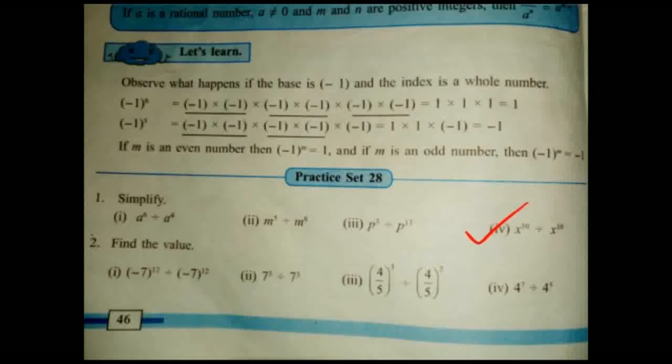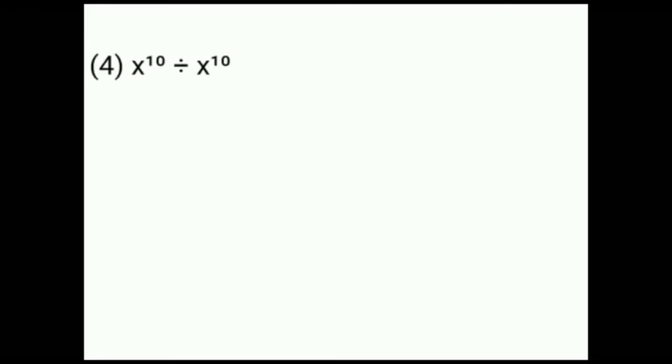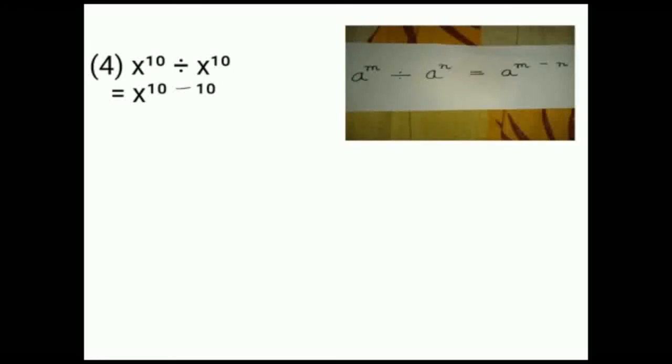Next, x raised to 10 divided by x raised to 10 is equal to x raised to 10 minus 10. 10 minus 10, answer is 0. That is equal to x raised to 0. Any number or variable raised to 0, answer is 1. That is equal to 1.